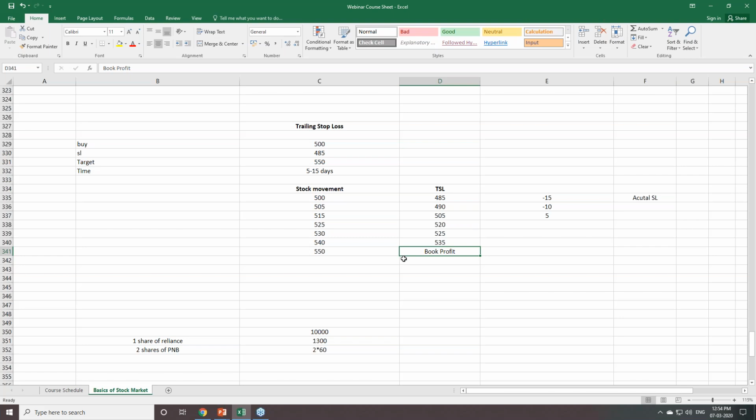When your analysis says that the stock has done its target, book profit. Let it go to 600 rupees, let's not bother. Whatever the analysis we did, 15 rupees risk and 50 rupees profit is very good, and that is done. It's a 1:3.3 risk reward ratio. So why do you want to wait more than that? Let's get into the next trade setup.